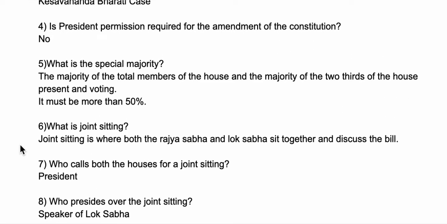Fourth question, is the President's permission required for the amendment of the Constitution? No, it is not necessary. Fifth question, what is the special majority? So, the majority of the total members of the House and the majority of 2/3 of the House present and voting. So, it must be more than 50%.